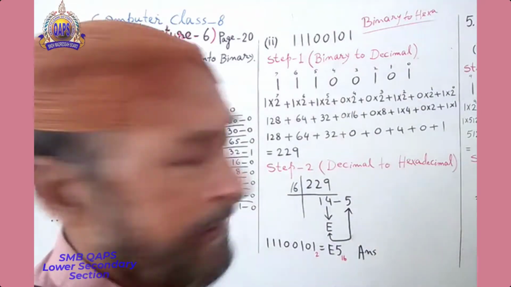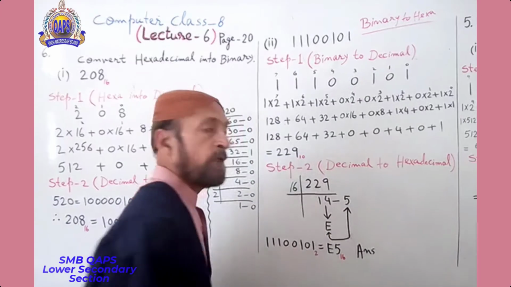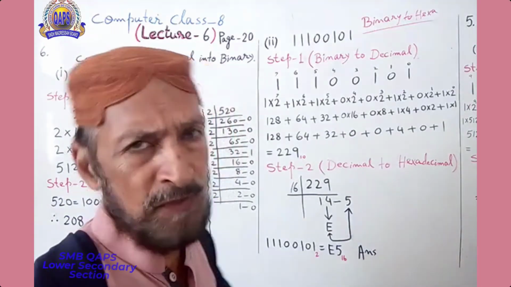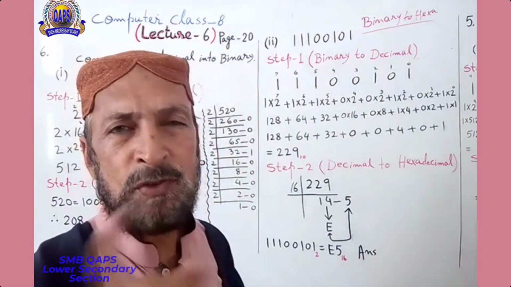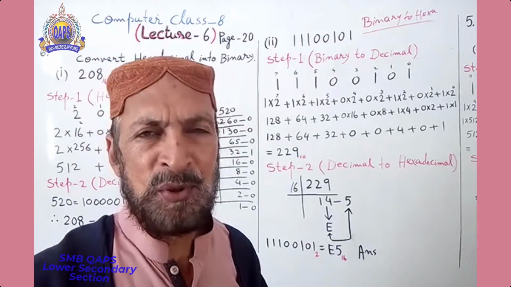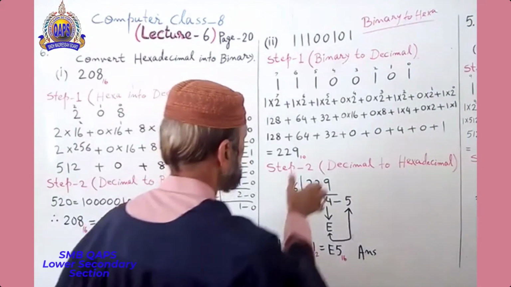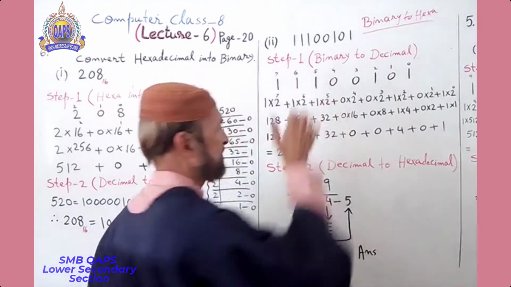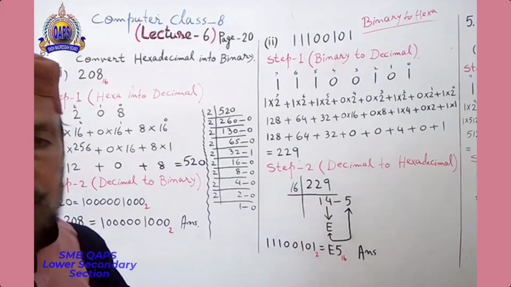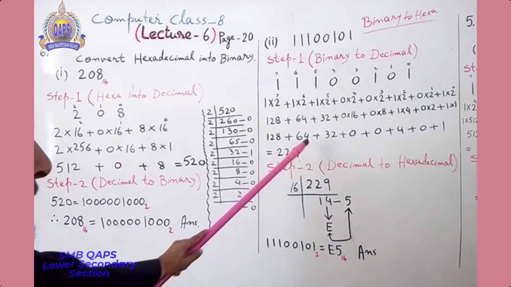You may put 10 over here to show that it's a decimal number, but it's understood. So you don't need to put 10 in the subscript. If you want, you can, but I'm saying no need, don't do it. And now step number 2. What is that? Decimal to hexa. What is the decimal? 229.